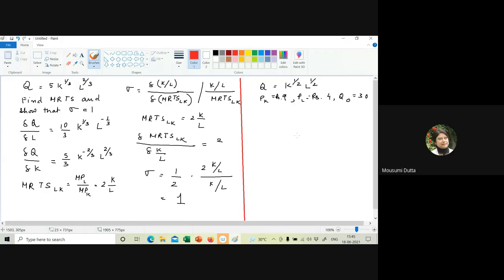How much of the two factors will the firm use if the desired output is 30 units? Second part, also derive the value of the Lagrange multiplier.